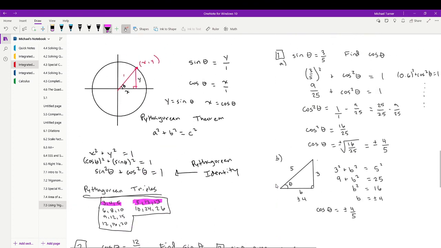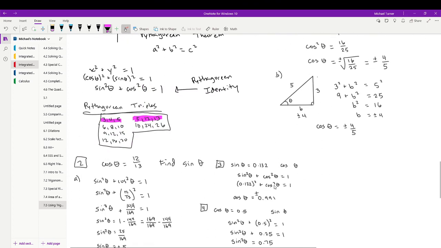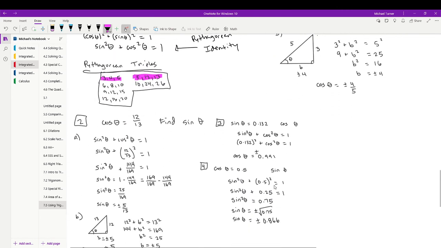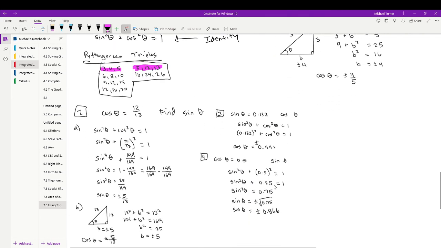So even though the explanation up here might look a little daunting, the formula is just like using the Pythagorean theorem. Plug in what you know, solve for what you don't.